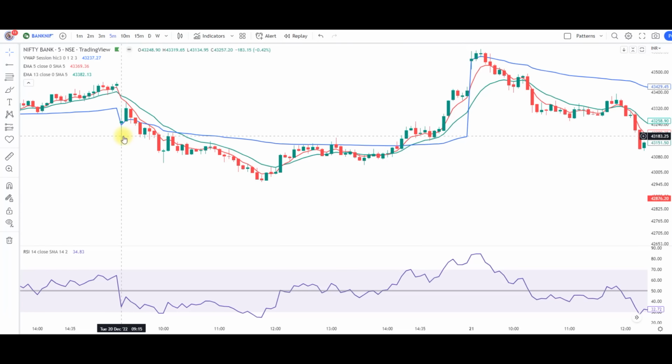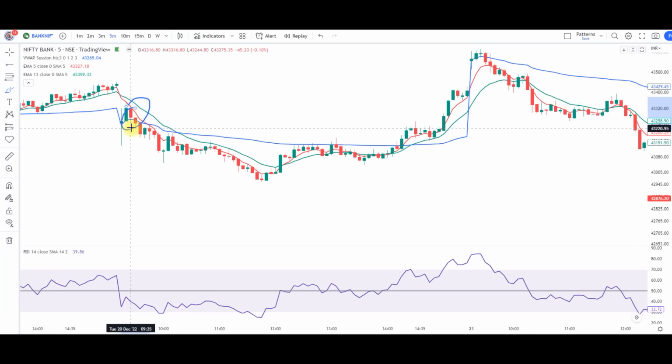This is the 9:15 candle which gave close above the VWAP. So here we got the crossover, and RSI also below 50. So we are looking for a short trade. We want one red candle that closes below VWAP. So here we got the trade.